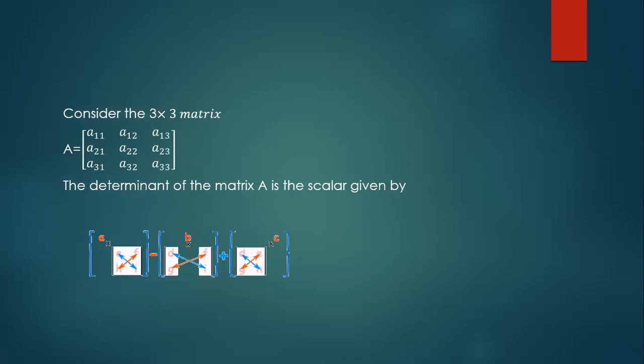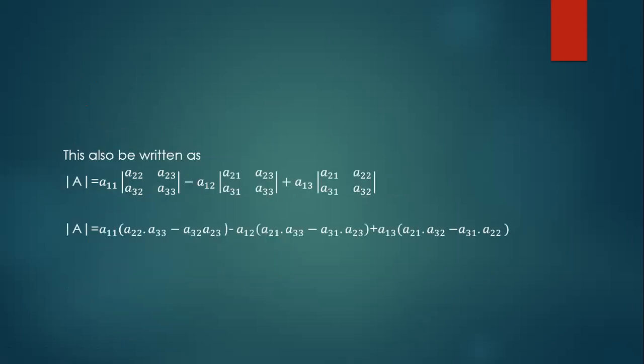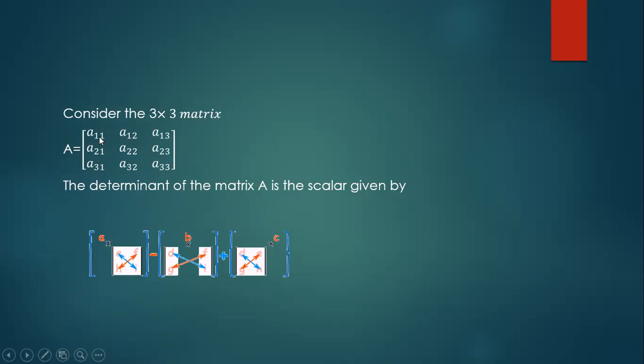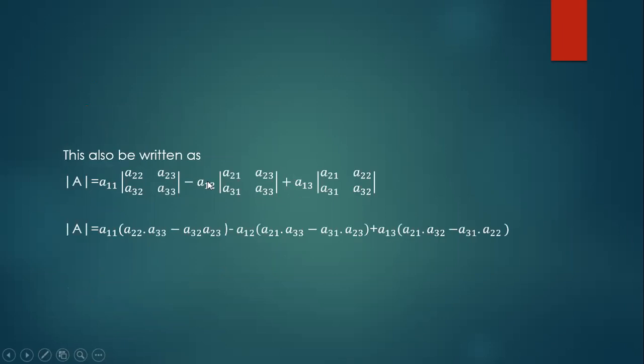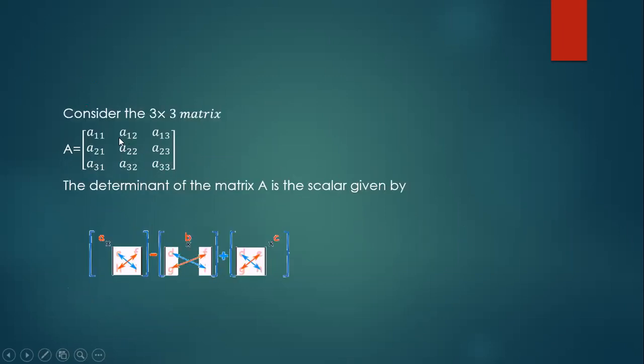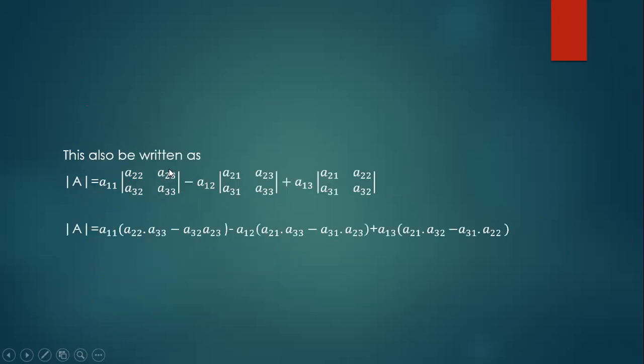Consider the 3 by 3 matrix A equal to a11, a12, a13, a21, a22, a23, a31, a32, a33. The determinant of the above matrix, a scalar, is given by the following. First we take a11 outside and leave this row and this column. The remaining we can write in the form of the determinant a22, a23, a32, a33. Then minus a12, and we leave this row and this column: a21, a23, a31, a33. Then the next term is plus a13 times the determinant a21, a22, a31, a32.